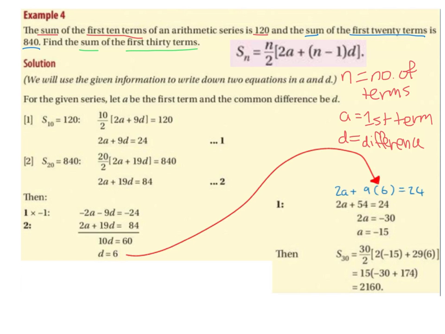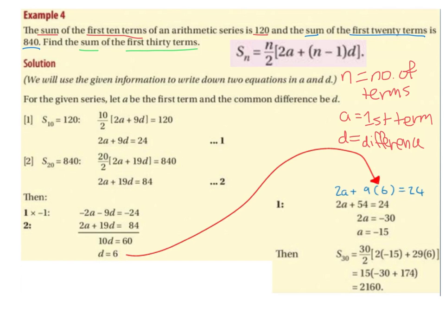Just as I did up here, I'm going to divide what's on the right-hand side by what's stuck in front of my bracket. So 20 divided by 2 is really 10, and 840 divided by 10 is 84. So I have the a and d terms on the left and the numbers on the right. Then I'm going to solve simultaneously. 2a plus 9d equals 24, and 2a plus 19d equals 84.